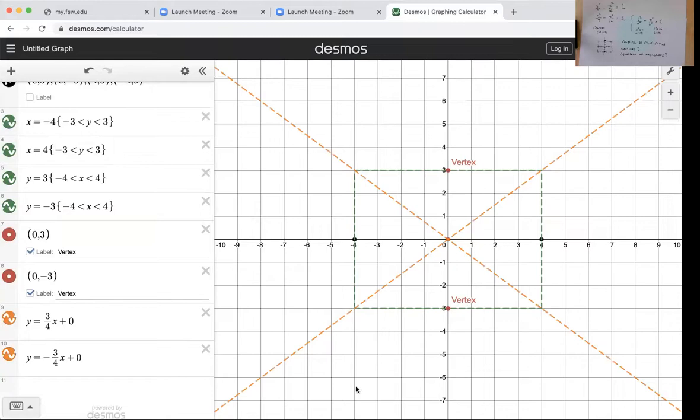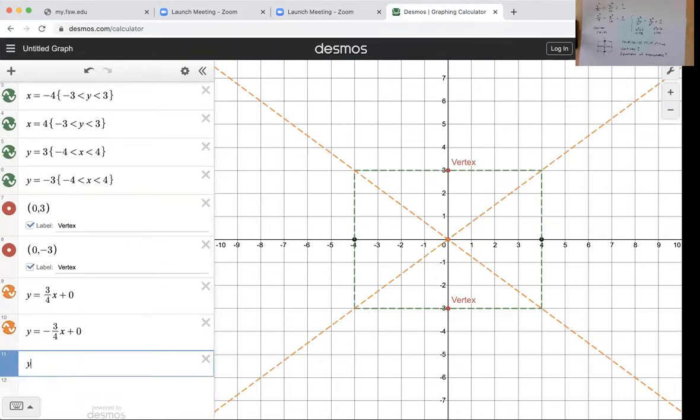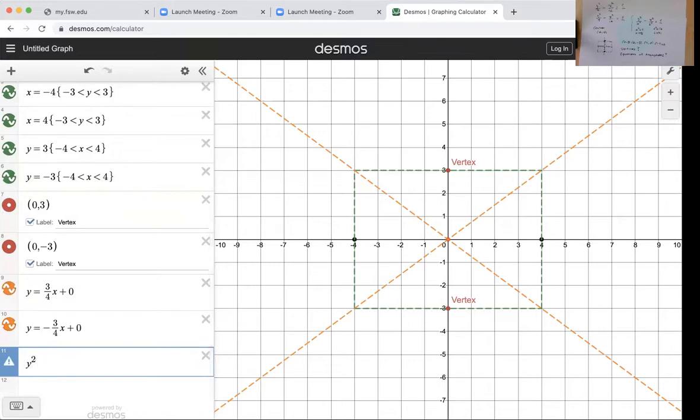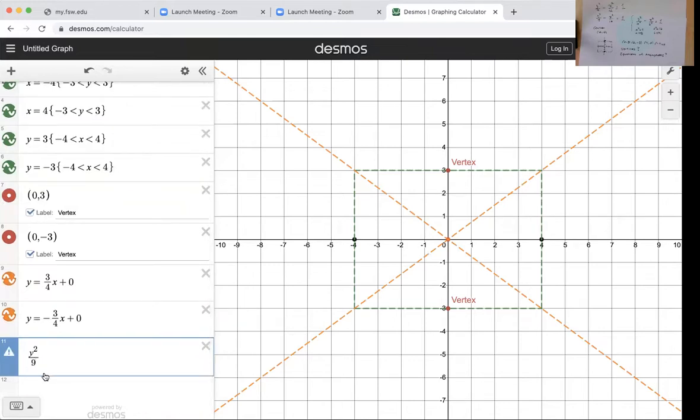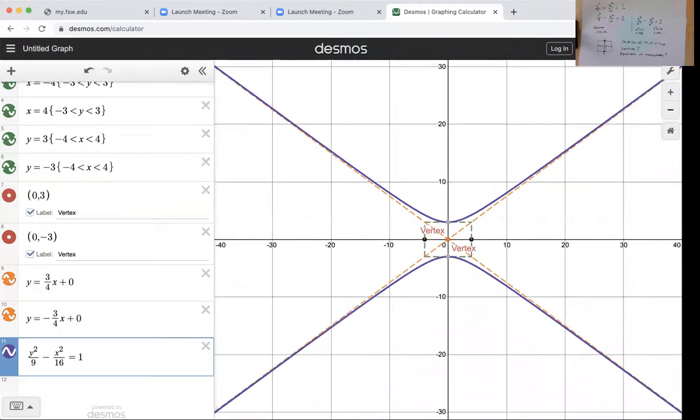So let's take a look at our original graph. It was y squared over 9 minus x squared over 16 equals 1. And you can see from the vertex growing to the asymptotes, if I zoom this out, you'll notice how that maintains itself.